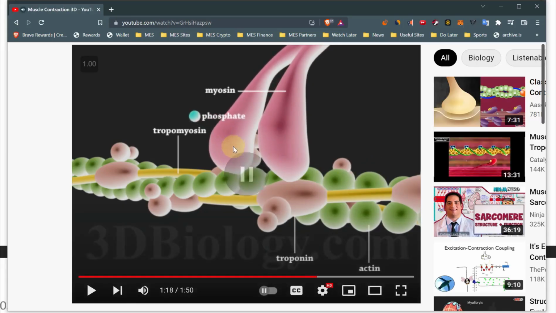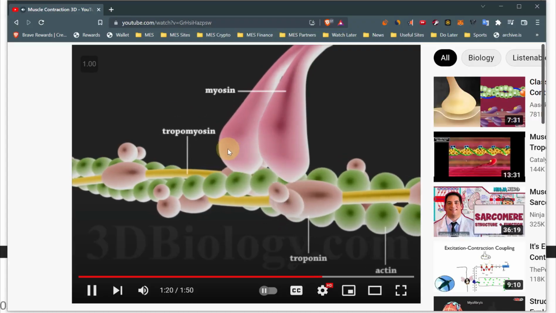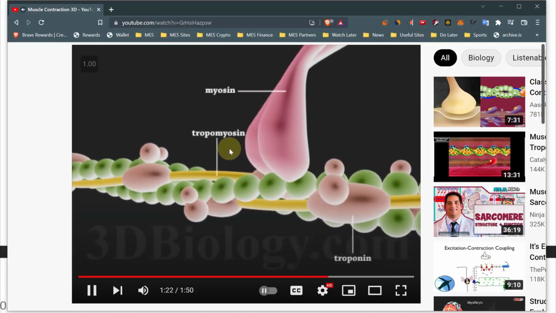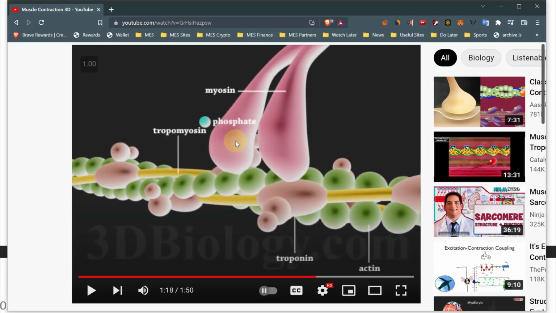Phosphate release. Once the phosphate is released, you get ADP, which triggers a power stroke that moves the actin filament. Let's go back here. So basically, when this phosphate is released, the ATP, adenosine triphosphate, becomes ADP, adenosine diphosphate, and that connects over here and initiates the power stroke.